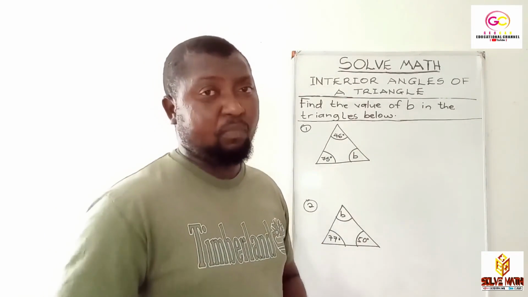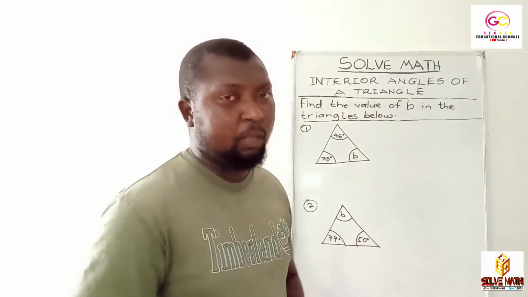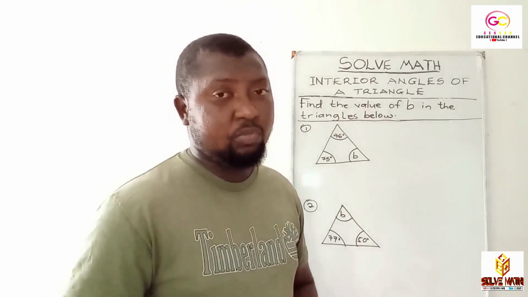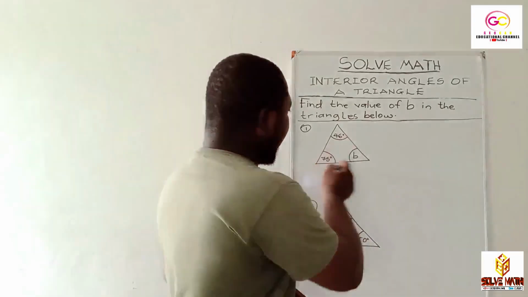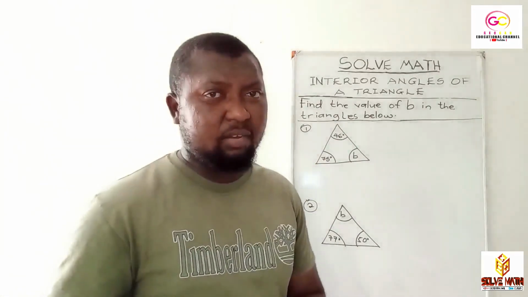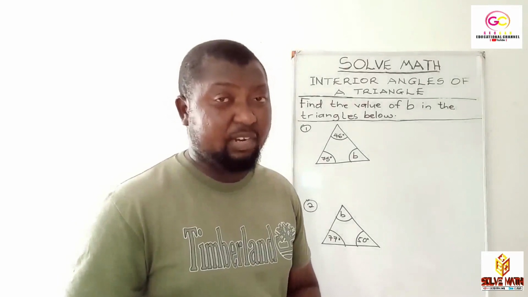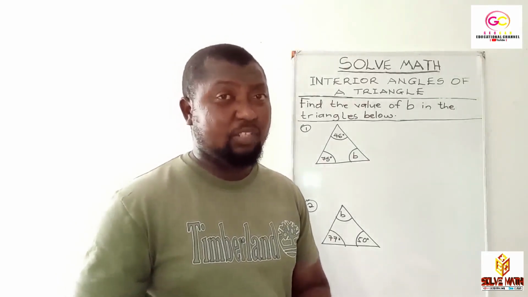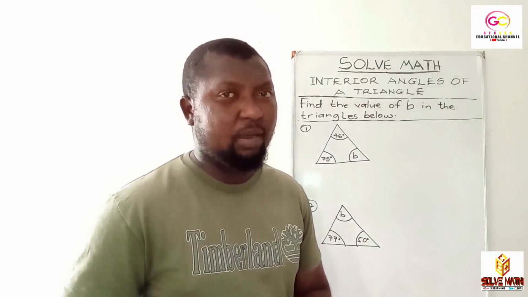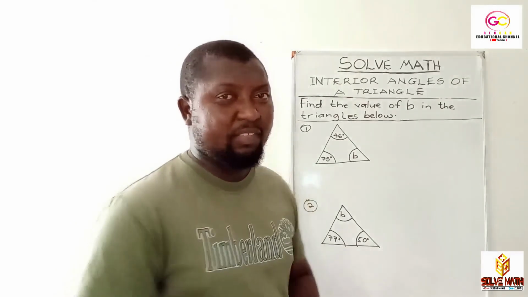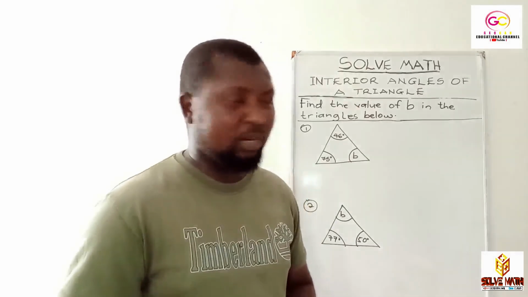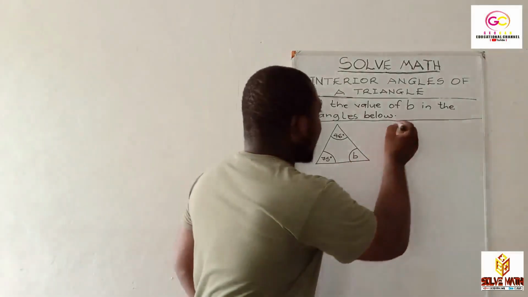But before that, you have to know a particular rule, which goes that when you sum or add up all the interior angles of a triangle, it should give you 180 degrees. And that is the rule you should know about, in order to make it easy for you to find the value of B. So let's do that.